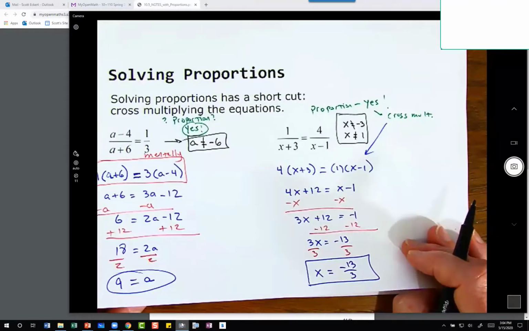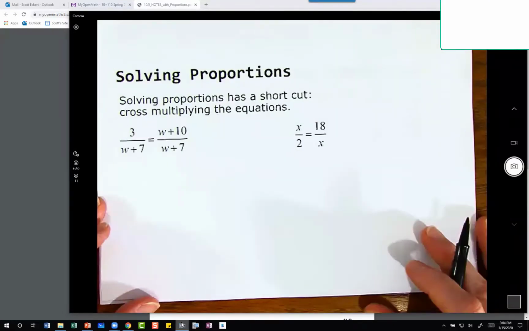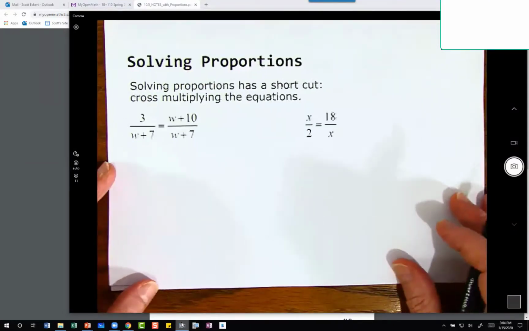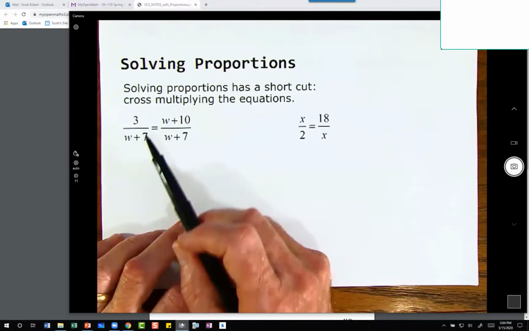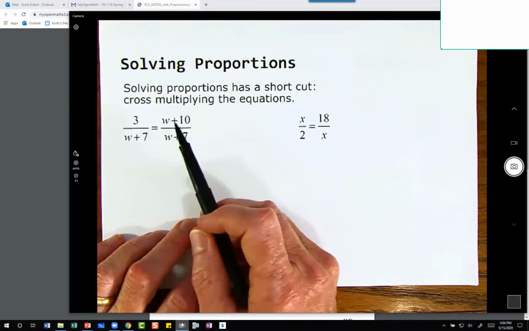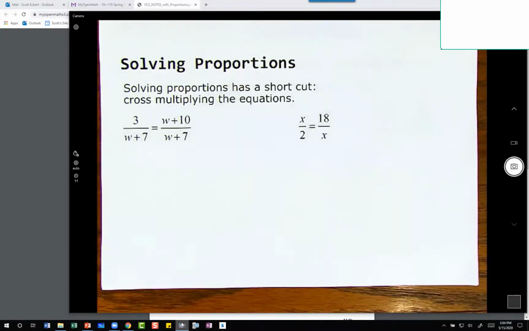Okay, pretty good. Let's go to the next set of problems here. I want you to solve it: 3 over w plus 7 equals w plus 10 over 7. You guys find the solution.